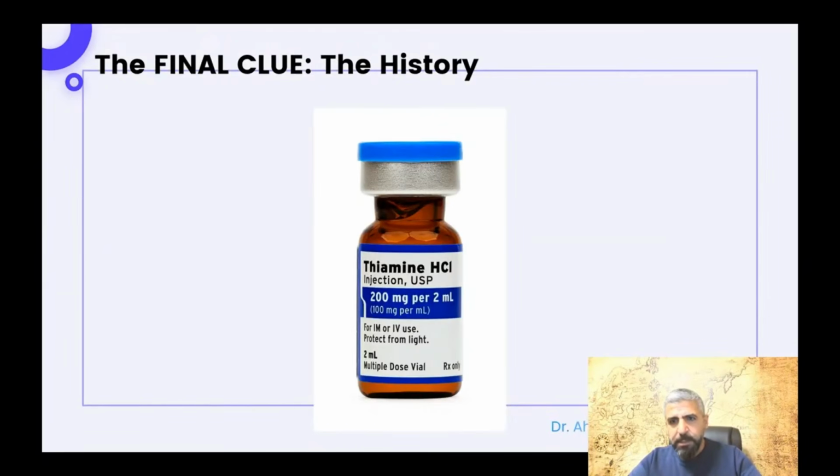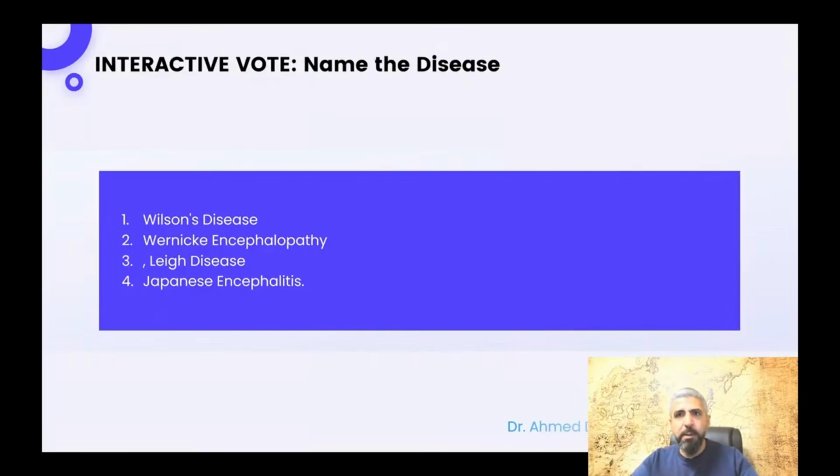Before we go to the answer, let me give you the final clue. What is this? This is thiamine, okay? The history: he's been wandering in the streets. This disease happens when the brain runs out of thiamine, which is B1. Without B1, these specific deep structures will fail. What's the name of this emergency? Is it 1, Wilson disease, 2, Wernicke's encephalopathy, 3, Leigh disease, and 4, Japanese encephalitis?